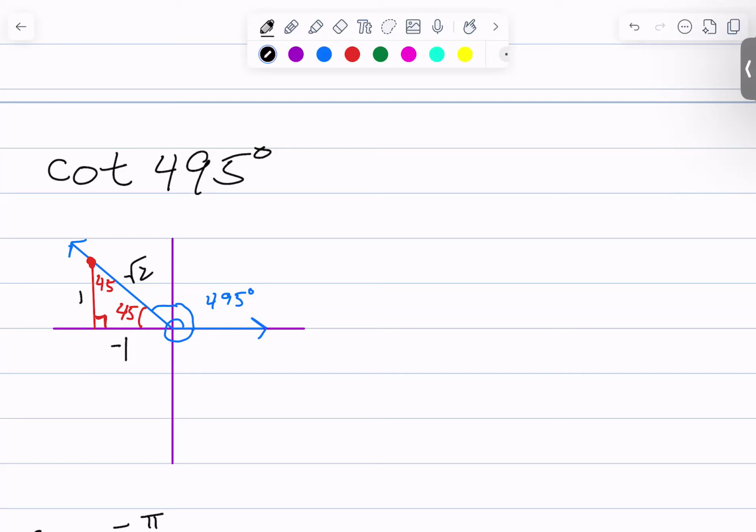The cotangent of 495. Cotangent I know is x over y, right? So my x value is -1. My y value is 1. So that would equal -1. Cool. All right.